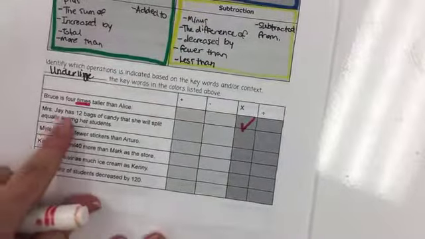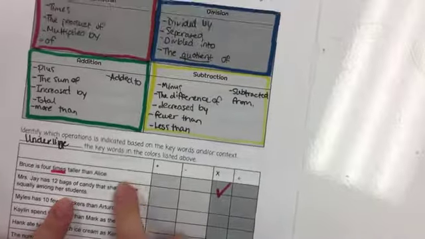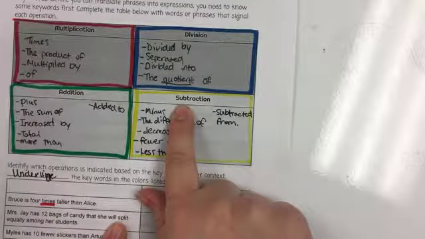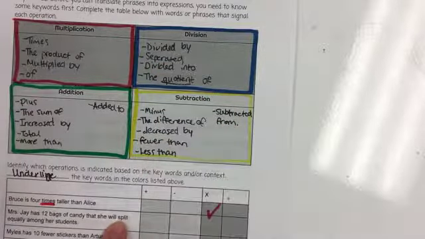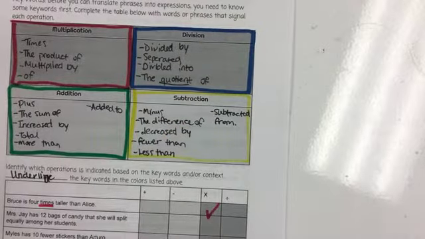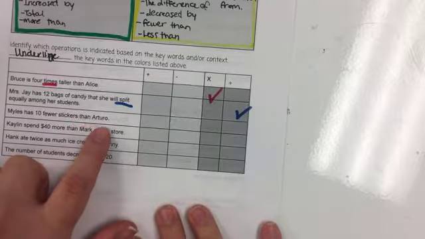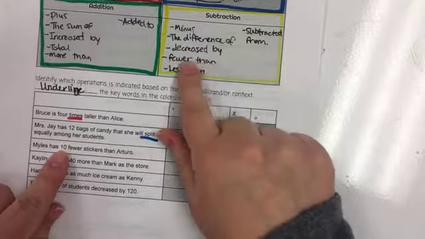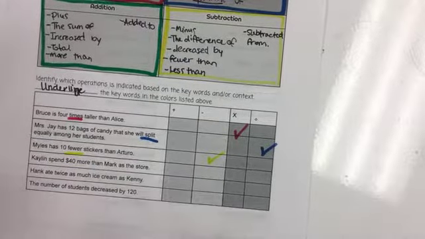Next, we can look at Mrs. J has 12 bags of candy that she will split equally among her students. Well, remember that we said that the word split is not found directly in our organizer. However, the word split is very similar to separated or divided into. So we can say that the word split is a division word. So we're going to underline it in blue. And then we're going to check the division box. Miles has 10 fewer stickers than Arturo. Here, 10 fewer. Well, fewer than is going to be a subtraction word, so we're going to go ahead and underline that in yellow. And then check our subtraction box.